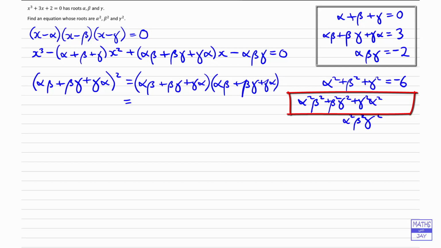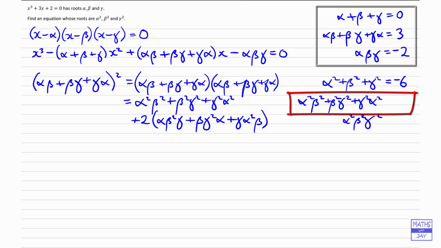And then multiplying that out, alpha squared beta squared plus beta squared gamma squared plus gamma squared alpha squared. So that's the easy bit. Those are 3 terms, and we have now got 6 more terms. So we're going to have things like alpha beta times beta gamma. So that will be alpha beta squared gamma, and we'll have that twice, won't we? So we're going to have 2 lots of alpha beta squared gamma, and similarly beta gamma squared alpha and gamma alpha squared beta.